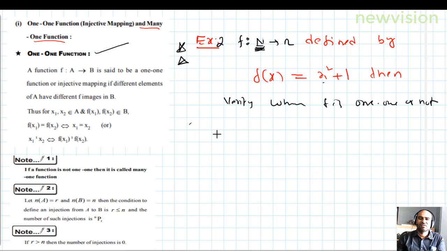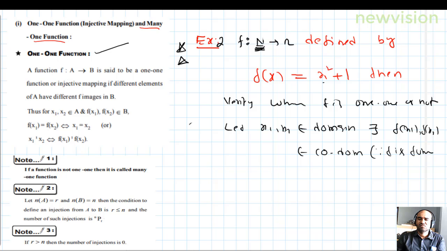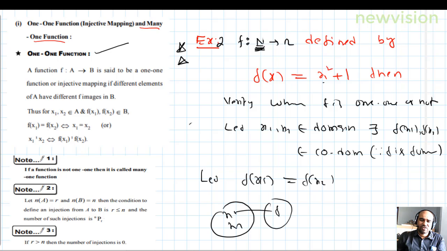Proof, checking. Let x1, x2 belong to the domain. Automatically there exist f(x1), f(x2) belonging to the codomain. Why? Since f is a function, if two elements are there in the domain, their images should exist, because f is a function. Let f(x1) equal to f(x2). What is my assumption? Here x1 is given, x2 given, automatically f(x1) the image, f(x2) the image. I am assuming that these two are the same.